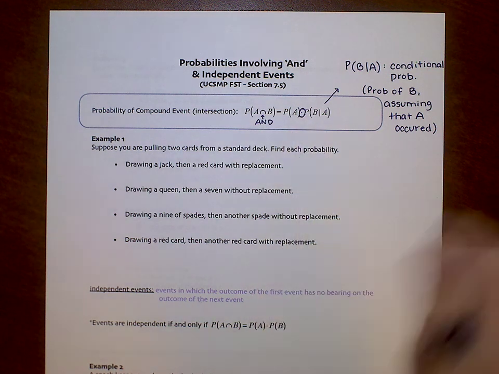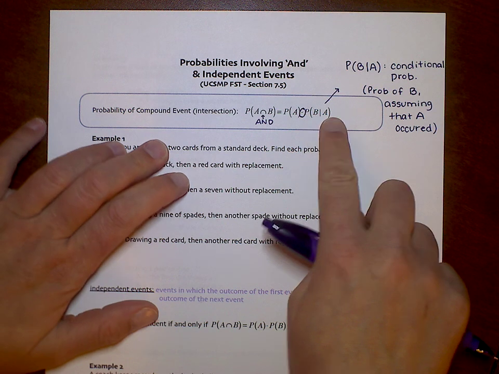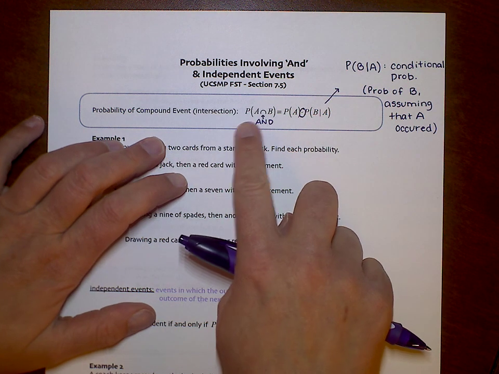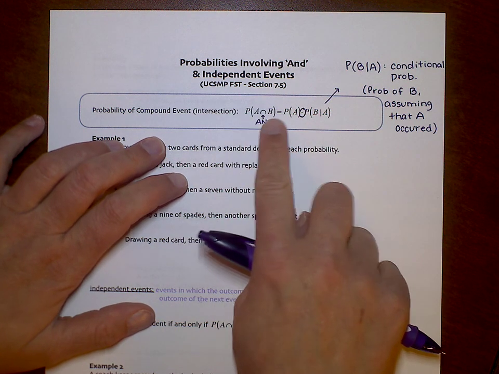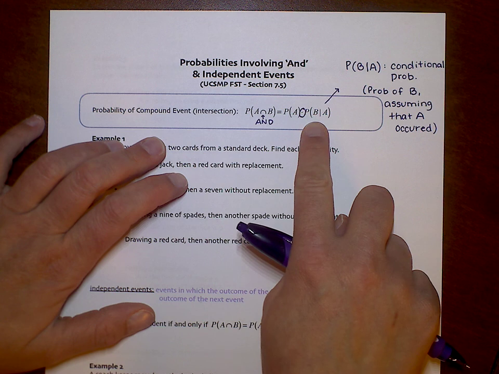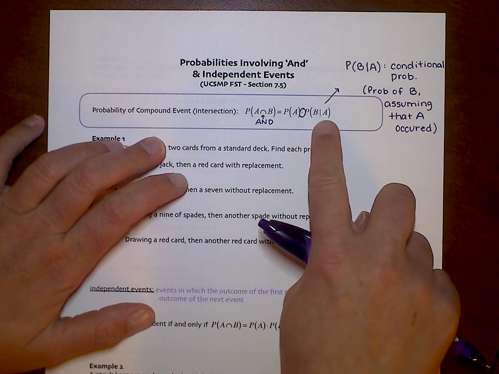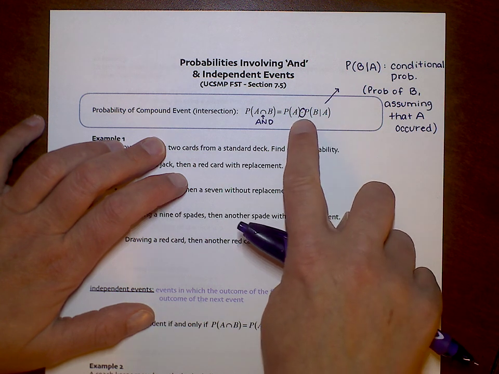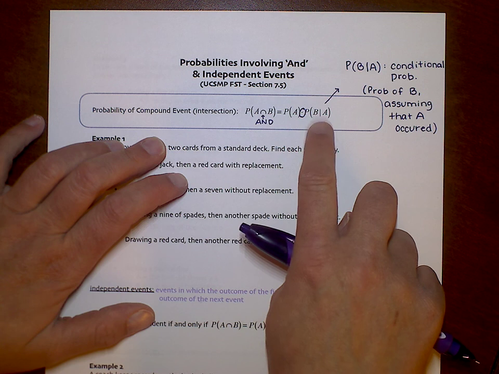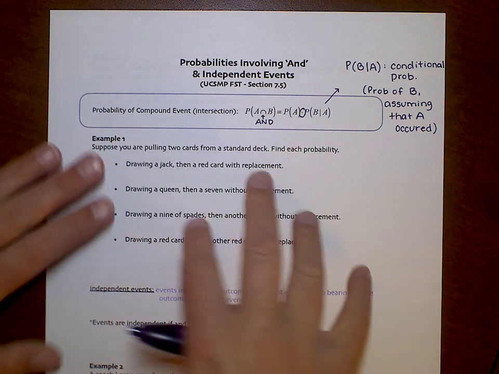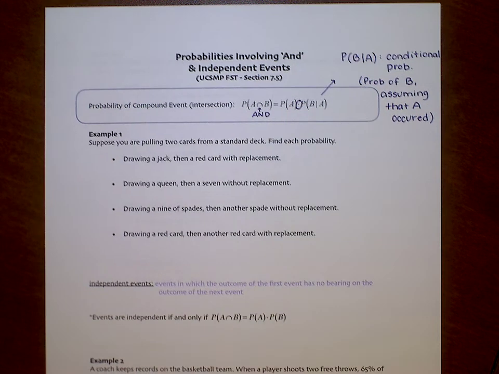Okay. But again, really what this statement is trying to say is that if you're trying to find the probability of two things happening at the same time, you're multiplying probabilities together. You just have to consider the fact that the first event has already occurred when you go to take the probability of the second. And I think you'll understand what I mean by that when we do this first example.